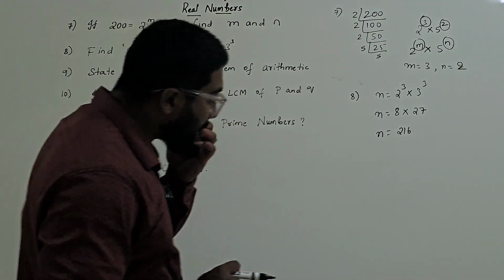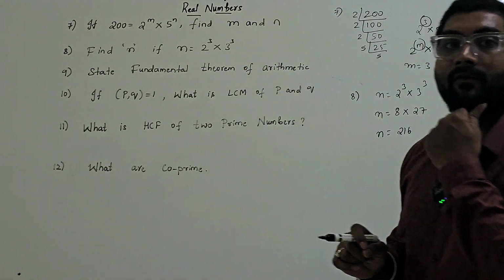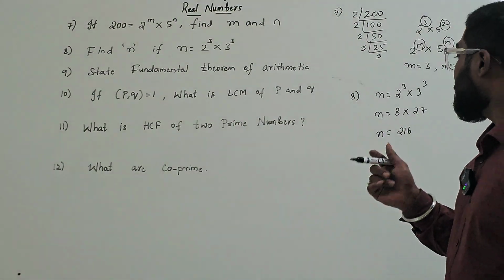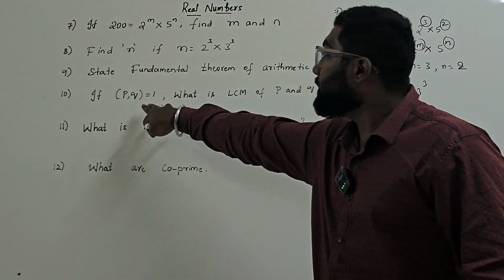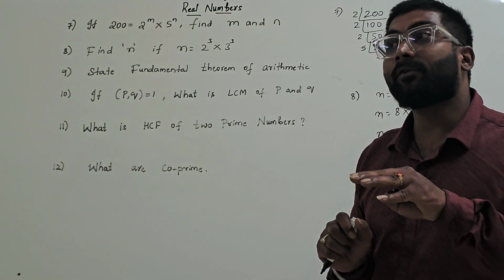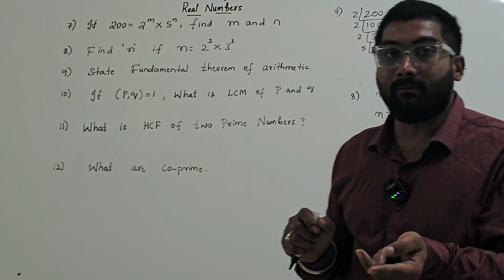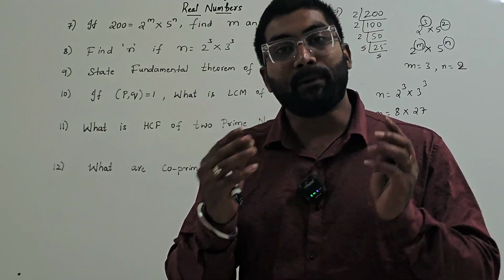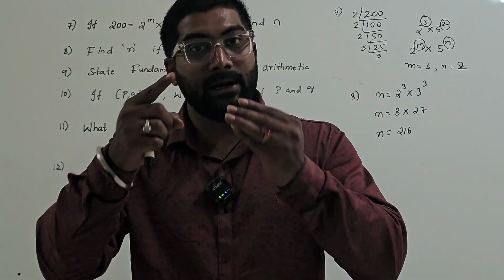If HCF of p comma q is 1, what is the LCM of p and q? Now they are saying that HCF of p comma q is equal to 1. The meaning of it is a co-prime. Now students, you have to understand what is a co-prime. Co-prime means two numbers with no common factor. Before that you have to understand what is a prime number. Everything you have to question. The prime number is nothing but the number which is divisible only by itself.